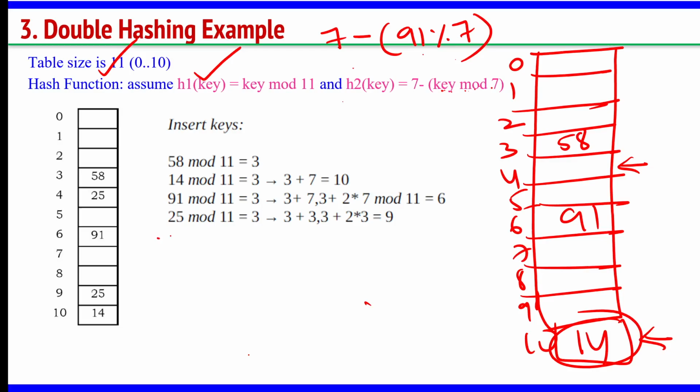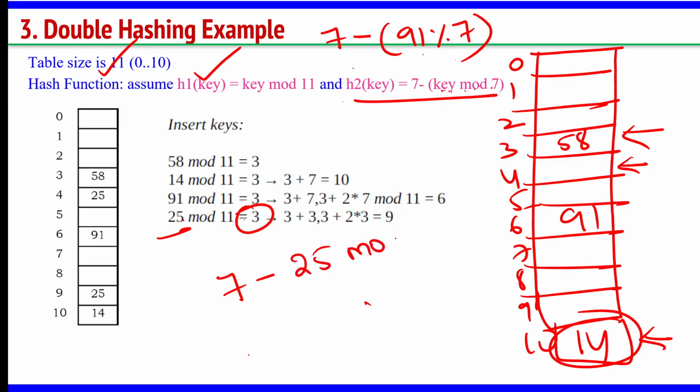Next, take another example, right? The next element is 25. 25 mod 11 is giving me 3. I could see 3 is already filled. Then what I have to do? I have to find out the new key value. How to find out that? 7 minus the key, the key is 25, right? So, 25 mod 7.